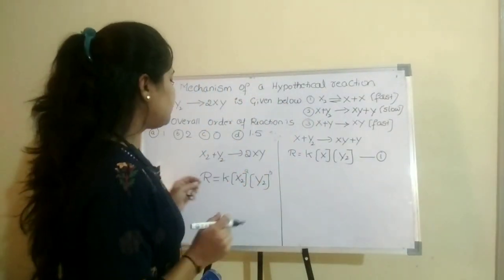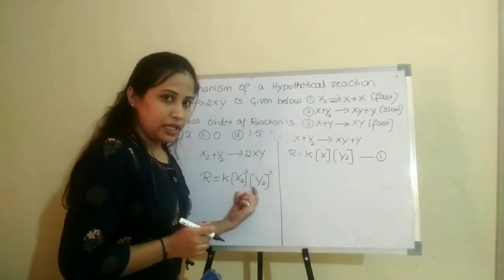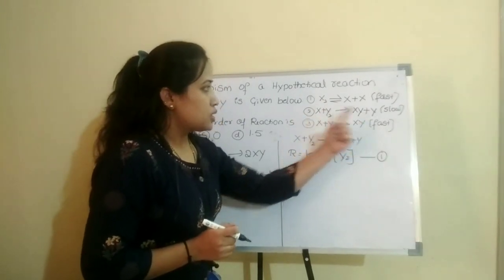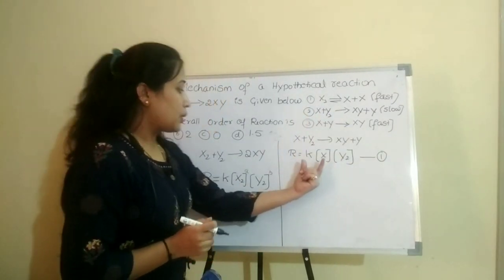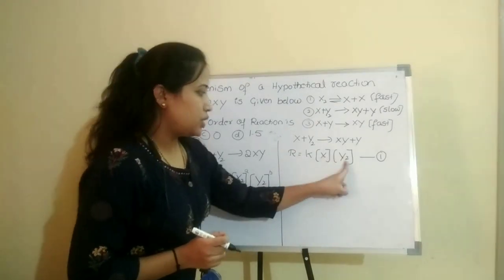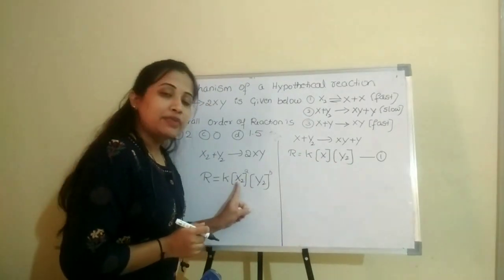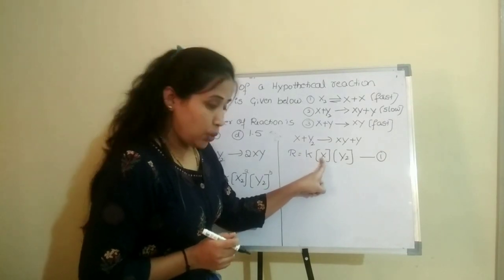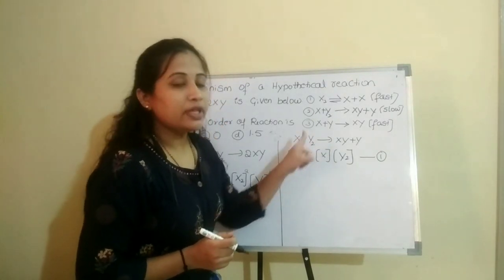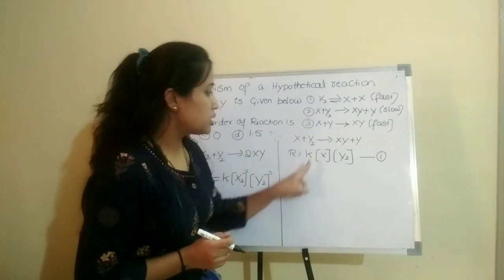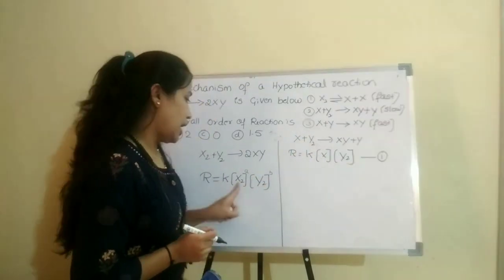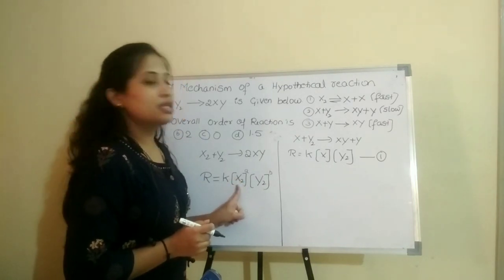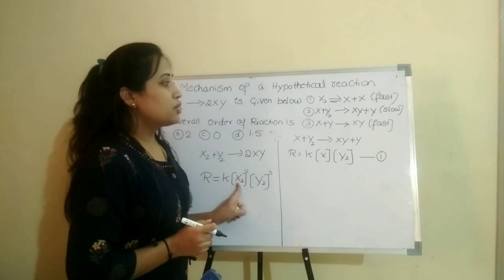Here you can see, if you compare the rate equation for the overall reaction and the rate equation for the slowest step, we have Y2 in both, K in both, but here we have X2 and there we have X. So we can't directly substitute and find the order, because we have X as a reactant where we need X2. We need the concentration of X2. For that reason, what am I going to do?